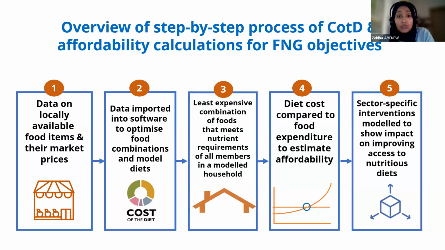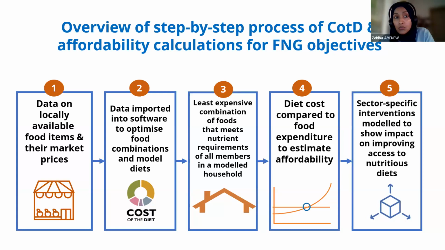This is an overview zooming in onto the analytical aspect in the previous slide. An overview of the step-by-step process of the cost of the diet and affordability calculations for FNG objectives. So in the first stage, we use data on locally available food items and their market prices.